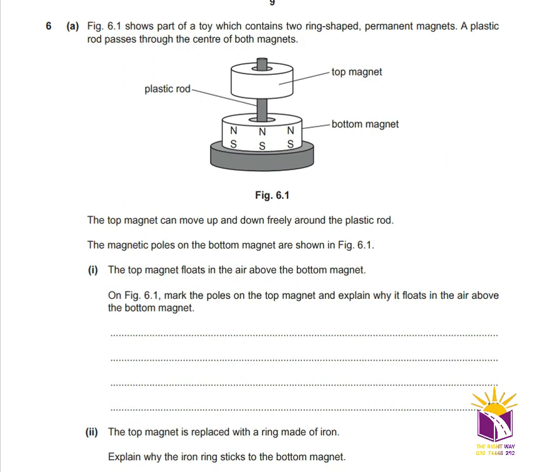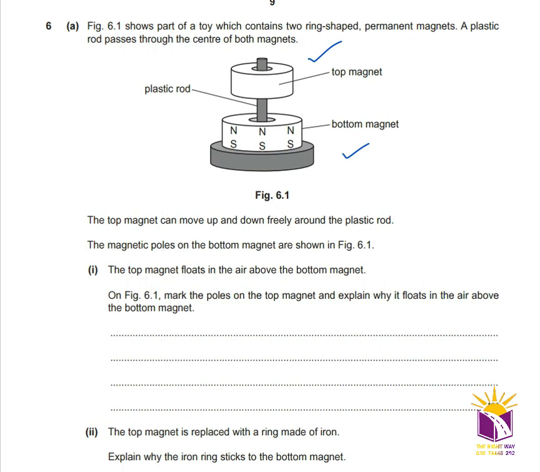Question number 6. Figure 6.1 shows part of a toy which contains two ring-shaped permanent magnets. A plastic rod passes through the center of both magnets. This is the top magnet and this is the bottom magnet. The top magnet can move up and down freely around the plastic rod. The magnet poles on the bottom magnet are shown in figure 6.1. The top magnet floats in the air above the bottom magnet.